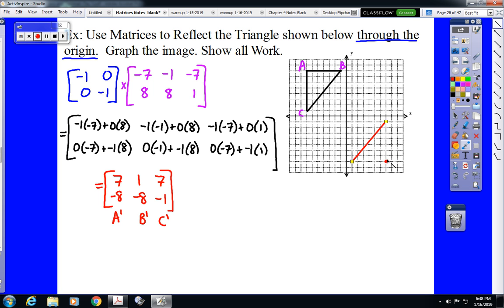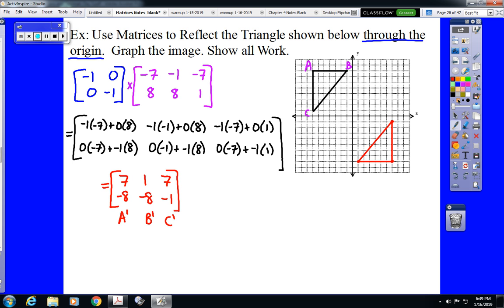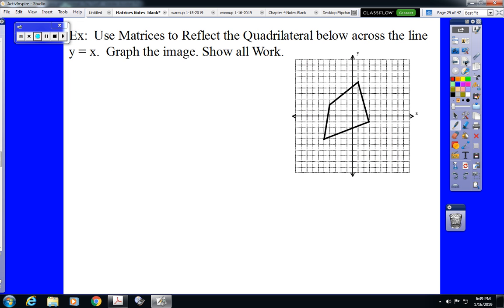Now, you may notice that there are actually shortcut patterns in the form of coordinate rules for these, and I understand that. However, given that we're doing a unit on matrices, I do expect you to show me the work. I want to see the matrix multiplication, not just an answer. So I want to see that work. Let's look at another one.